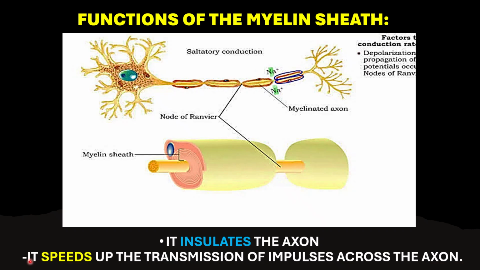And then secondly, the myelin sheath speeds. So the key and the most important word here is the word speeds. The myelin sheath speeds up the transmission of impulses across the axon. That should let you know that impulses can either travel fast or slowly across the axon. The speed at which an impulse travels across an axon is important because the speed can vary.